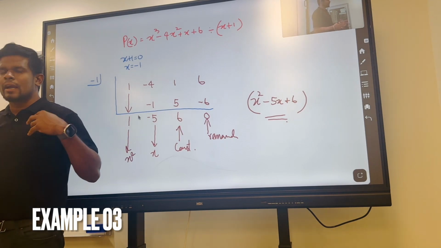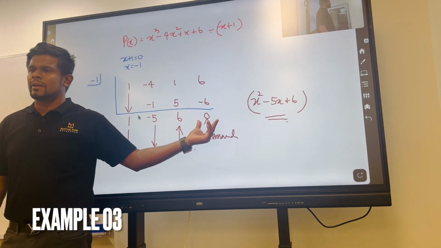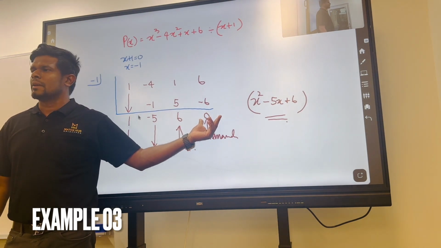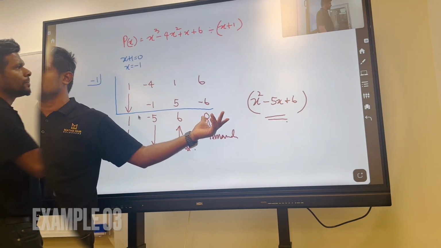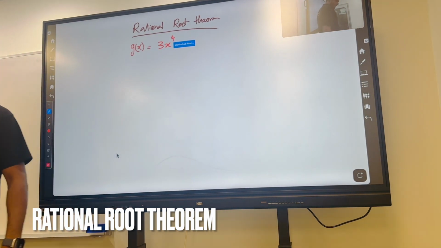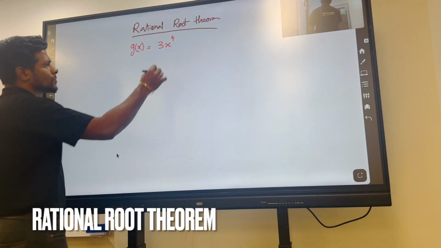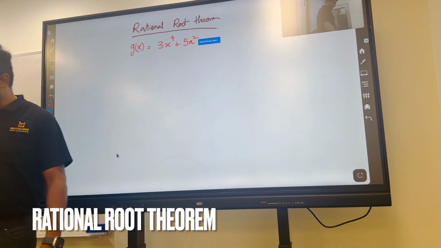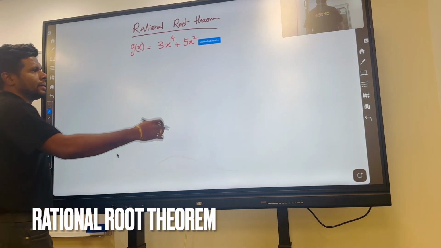Right. And if you can't divide, then it comes as a remainder. When you see something like that, that means it's not a factor. So power of 4 plus 5x squared minus 20.